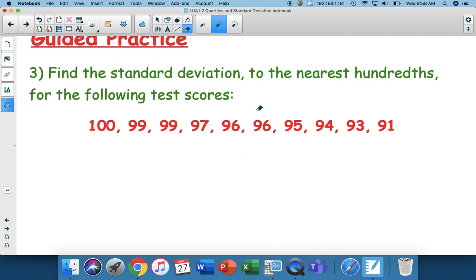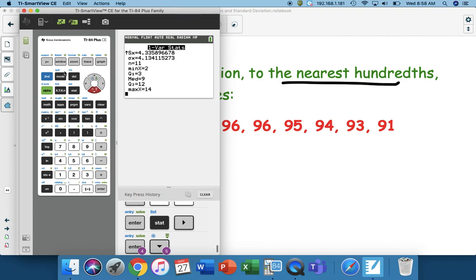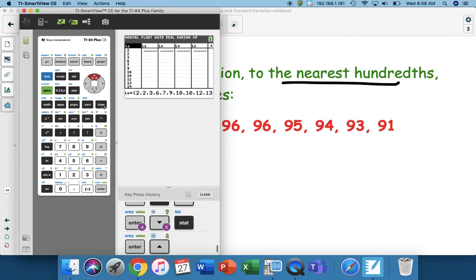This one, we just had to find the standard deviation. We don't even have to find the other stuff, which is great. And it's telling us what to round it to, round to the nearest hundredth, okay, which is 2 spots after the decimal. So let's go back to our calculator, go to Stat, go to Edit, highlight L1, Clear, Enter. And let's type in these numbers now, all right?